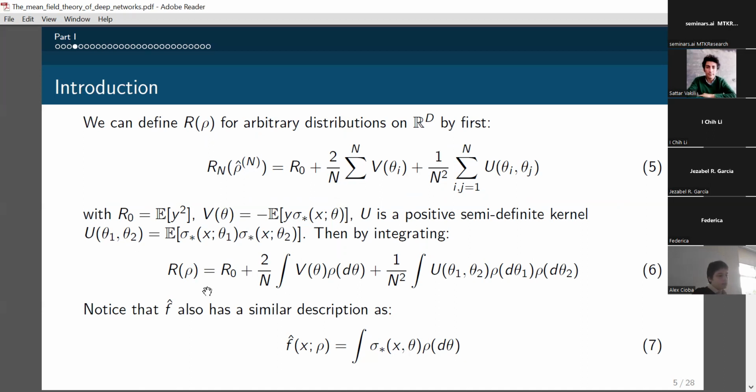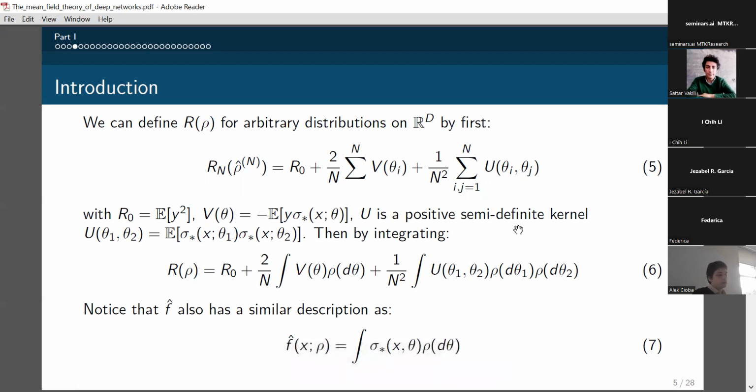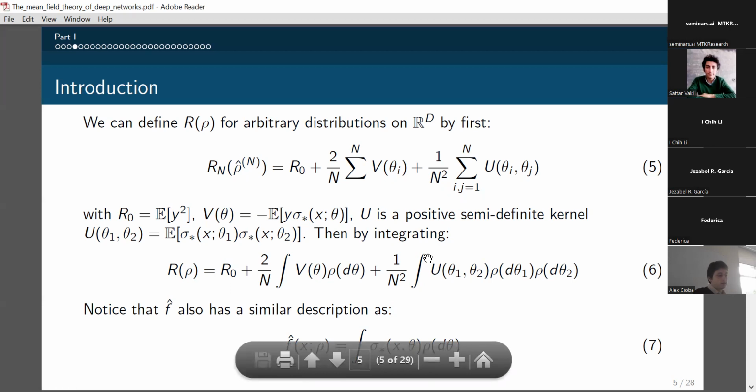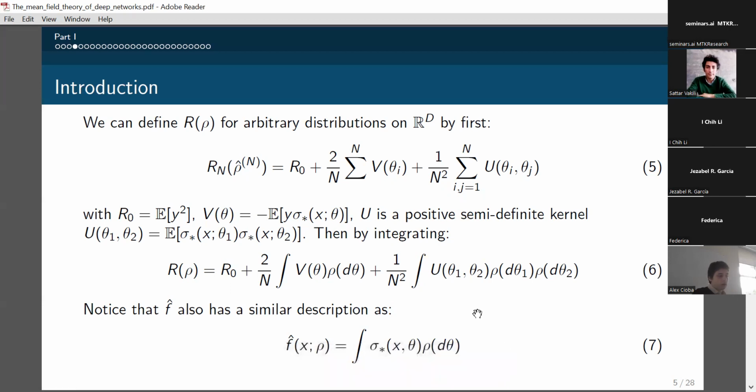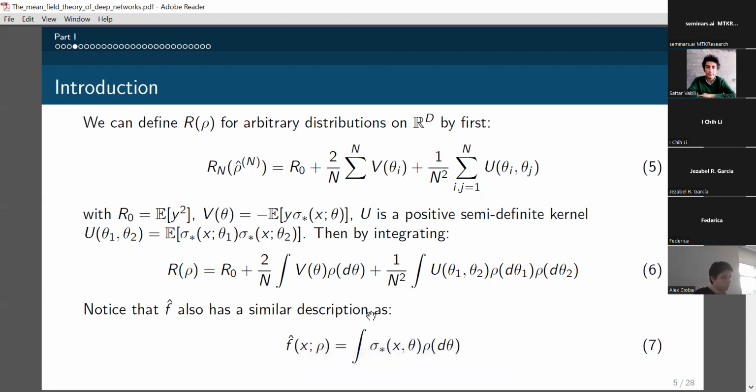And then you can replace the sums by integrals to recover the risk in terms of arbitrary distributions of weights. And notice that F also has a similar asymptotic description as you replace empirical by, let's say, fully supported distributions, as an integral of the activation functions over the individual distributions.